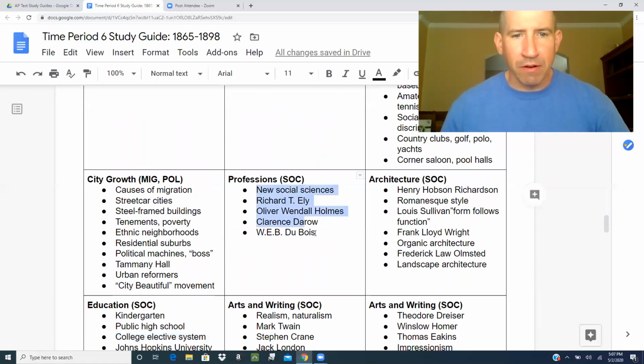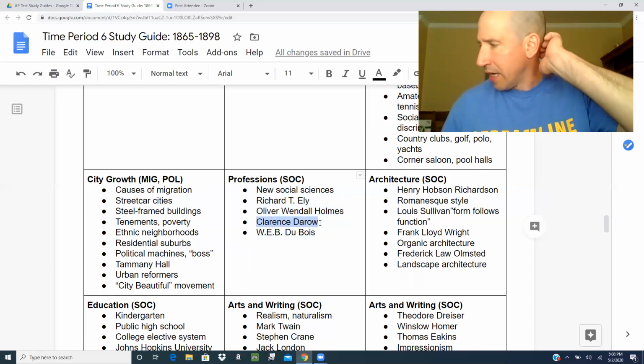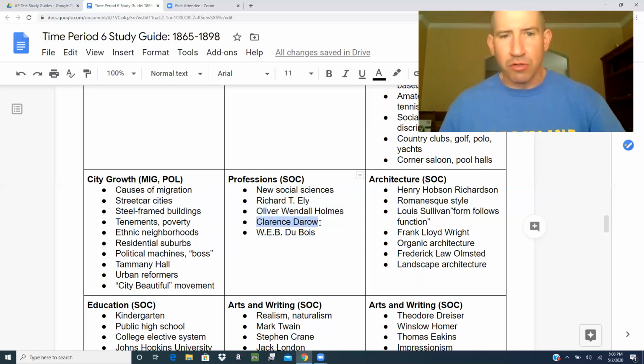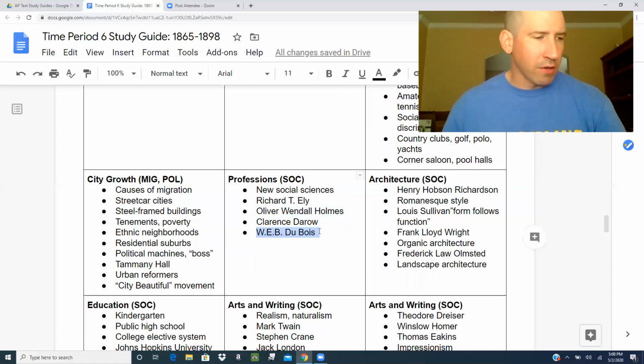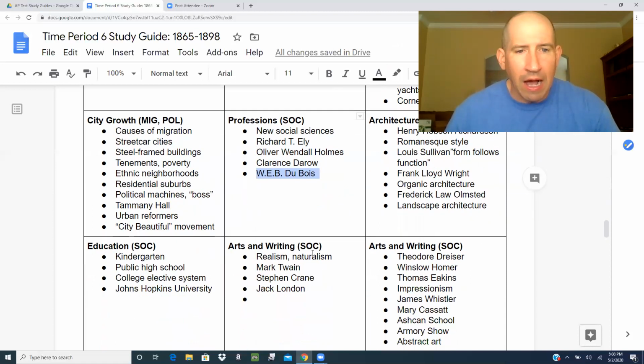Professions. Here's the bottom line. People started to look at things much more scientifically, in that it was challenging the status quo, whether it was Clarence Darrow as a lawyer wanting to see laws updated to represent more modern society, right? Same thing with Holmes, or W.E.B. Du Bois, who we'll talk more about in the context of civil rights, but was a social scientist studying crime.